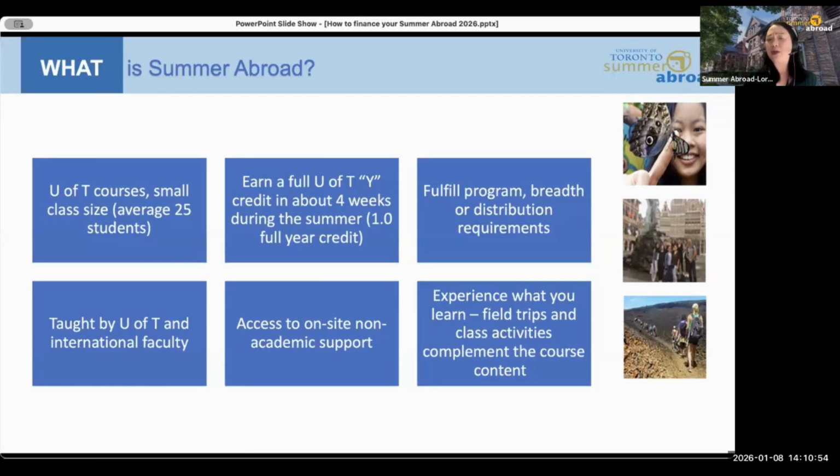What's also really interesting, and we're really proud of it, you have access to on-site support who are there for you to provide non-academic support. Maybe you want to connect with somebody, have a conversation. Maybe you just want tips on where is the best place, really a quiet spot to study, or find access to a local spot. So there will be support for you. You're traveling with your peers abroad on that particular course and have an opportunity during the summer to complete it.